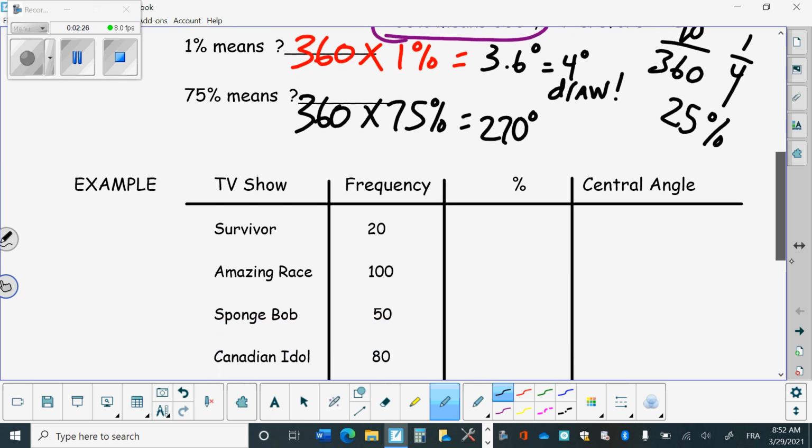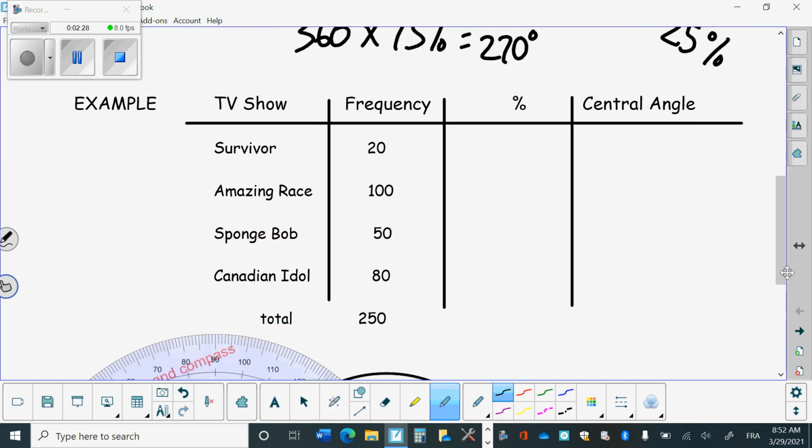Okay, now for example, applying all this to a real one, if you don't already have the total, you do need to add up all your survey data that you have. Now, guys, this has been created a while ago, so Amazing Race, Survivor, SpongeBob, Canadian Idol, obviously a lot of these things are not even on TV anymore, but when I created that 10 years ago, all these things were popular items on TV. So, for example, I want to know what 20% out of that total is, 250.